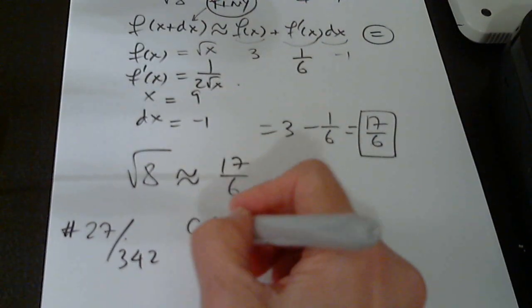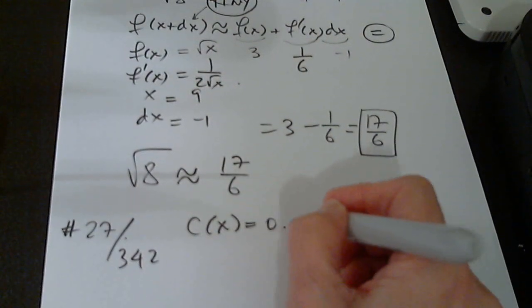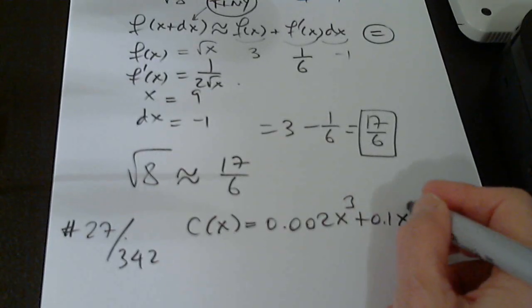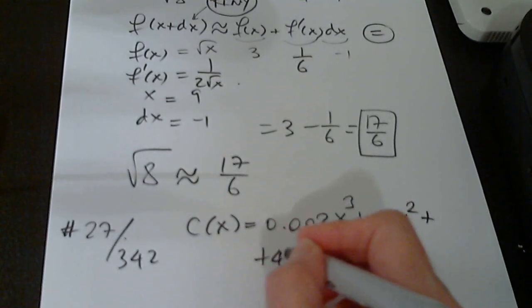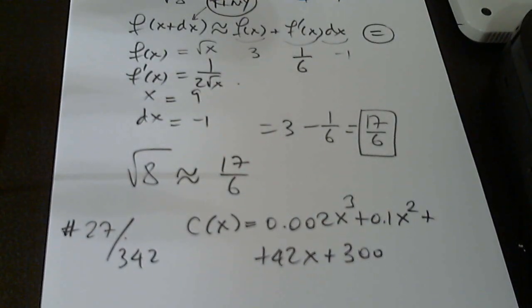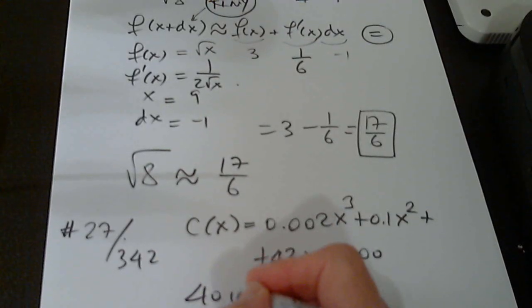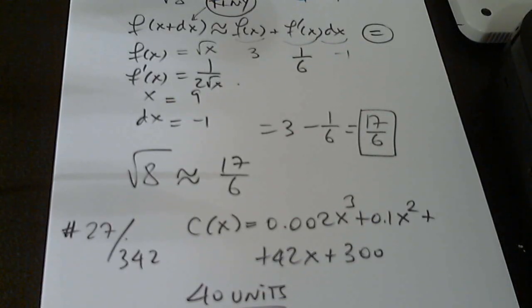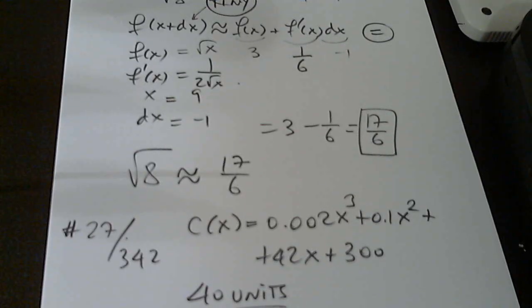So we're given a function C of x, which is 0.002 x cubed plus 0.1 x squared plus 42x plus 300. And currently 40 units are produced per day. 40 units, whatever they are, it's not important. What is the current daily cost? So 40 per day, and the first question is, what is the current daily cost. What do I have to do?